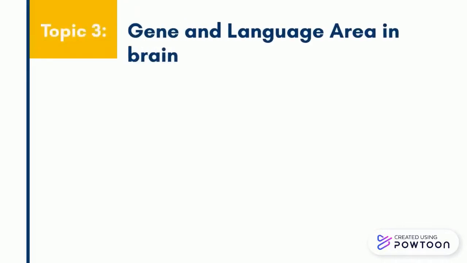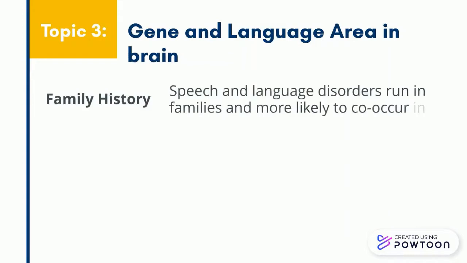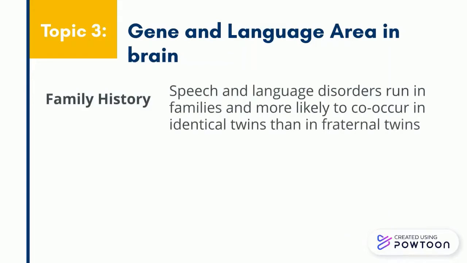The next topic is genes and language areas in the brain. Family history is a very important cause of language disorders. Speech and language disorders run in families and are more likely to co-occur in identical twins than in fraternal twins.